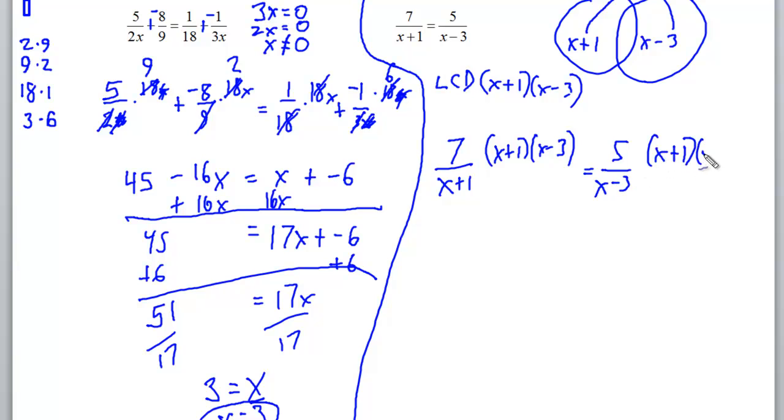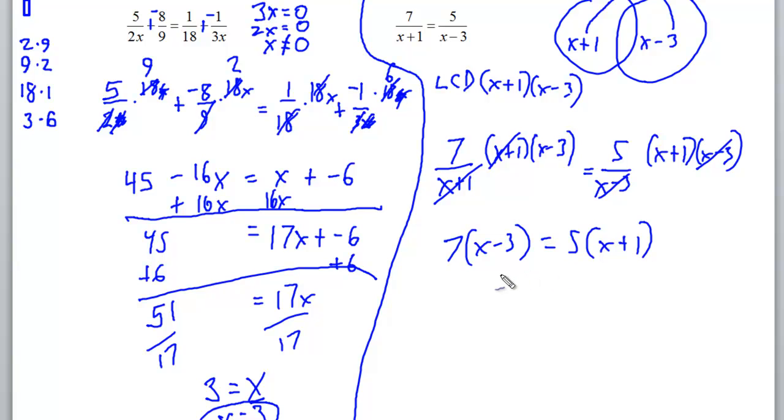x plus 1, x minus 3. Alright, and these cross out, and these cross out. So I got 7x minus 3 is equal to 5x plus 1. And we're still trying to solve for x here, so what we're going to do is distribute the 7x minus 21, distribute the 5x plus 5, move the 5x to the left.